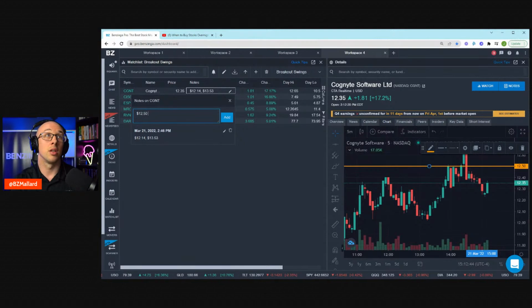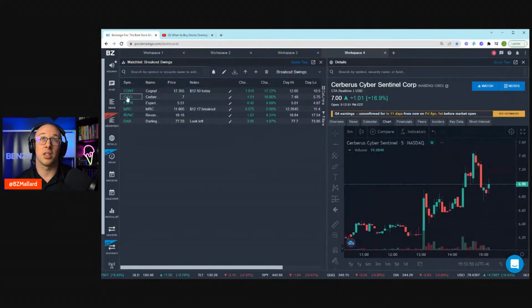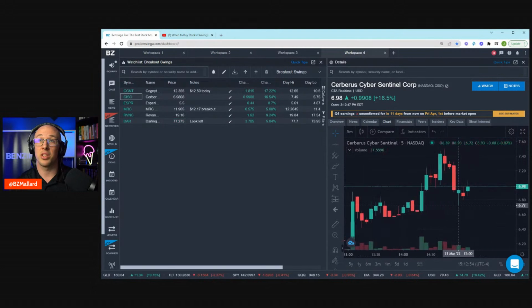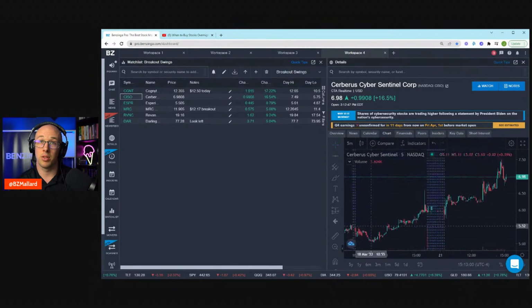1250 today. And then let's take a look at what's going on with CISO. So I click on CISO again, 5 minute chart. If we go back, we can see that it gapped up, or it was moving up yesterday, and it maintained that this morning, and then had another nice little spike midday here.